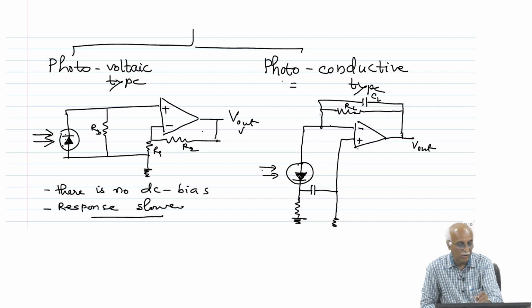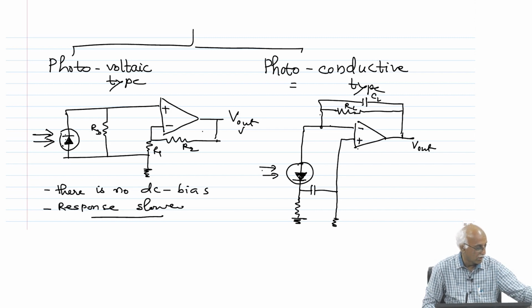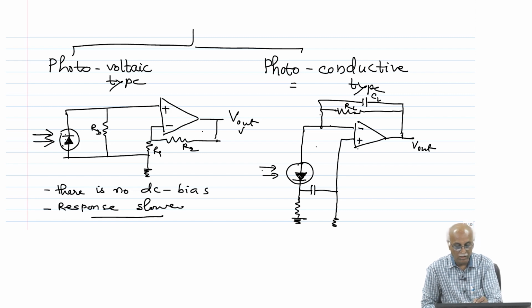While in the case of the photoconductive mode, it is of course reverse biased. The current flowing through this circuit will be amplified, and then you see the output V output as the reverse biased output. So this is the photoconductive approach, where it is biased with respect to ground, and then the output is captured.